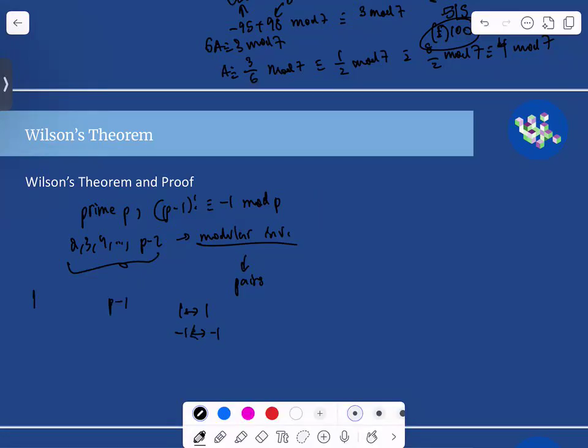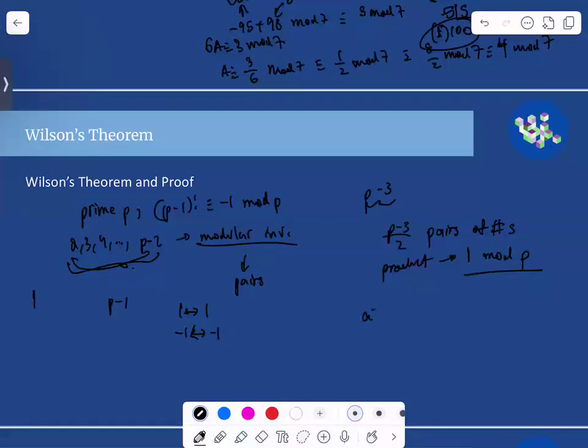There are p minus 3 numbers from 2 to p minus 2, and you can form p minus 3 over 2 pairs of numbers such that the product of the numbers in each pair is 1 mod p, because we just pair the modular inverses. So when you multiply all of them, you get 1 mod p again.